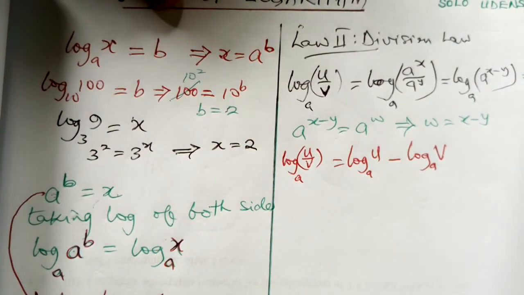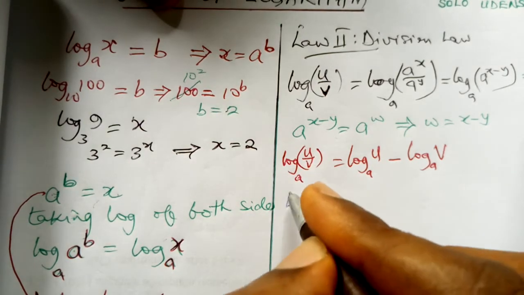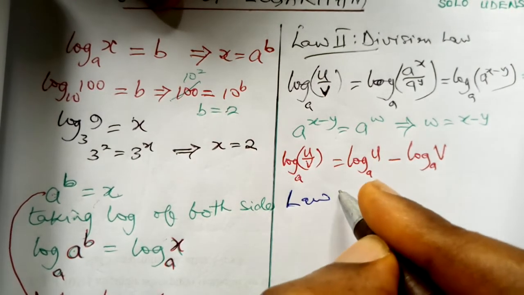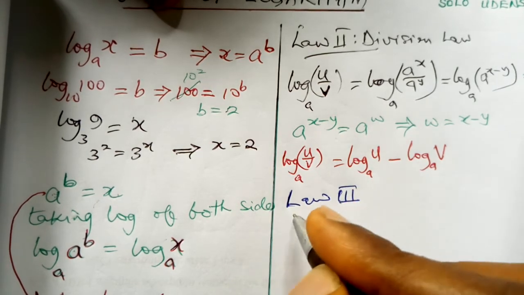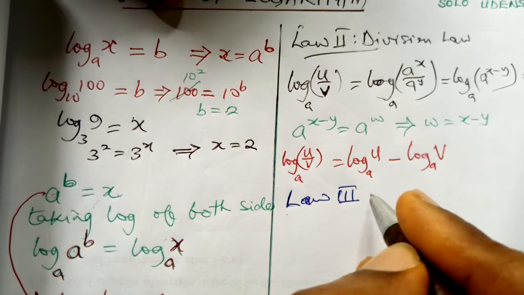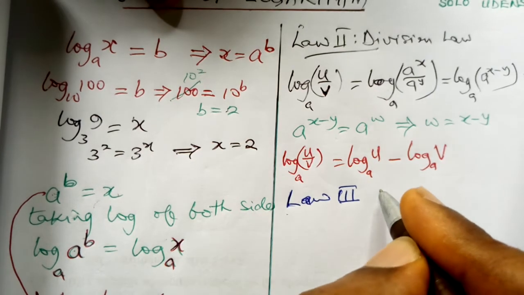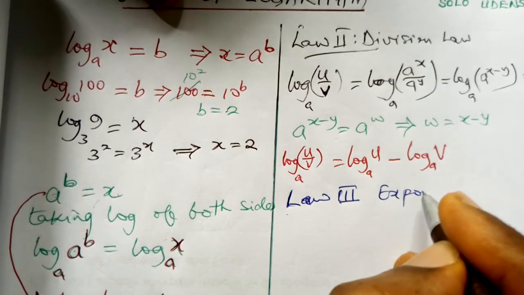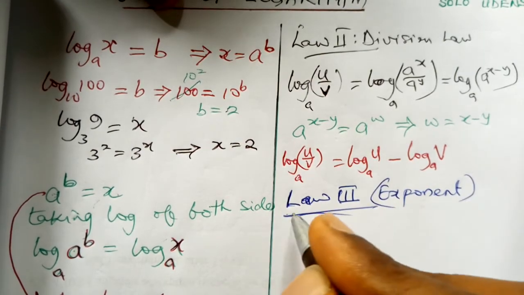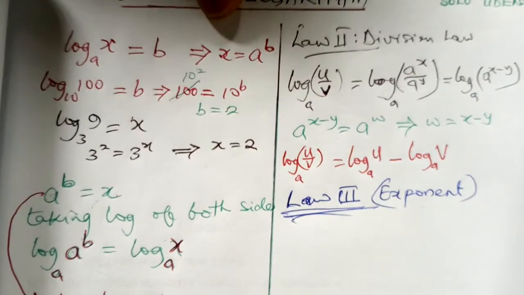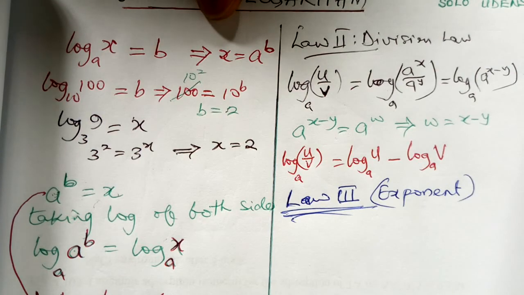So let us go to law 3. I just categorize them. It's not that it must be law 3. Law 3 can be your law 1. Exponent. Let's see what happens with exponent. Exponents, that's indexes or indices. So law 3, let us check out.